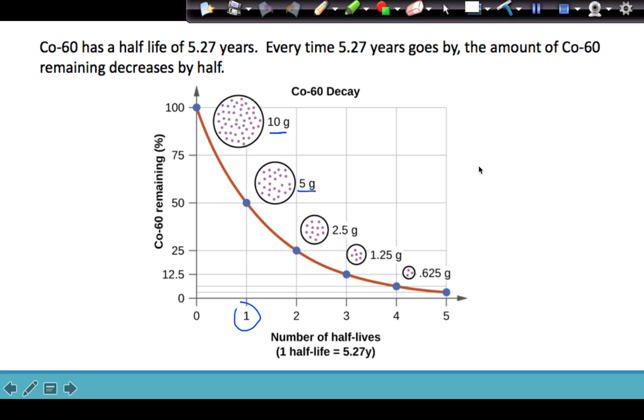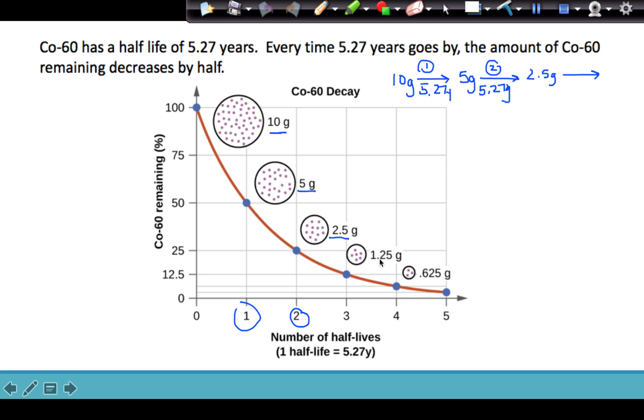That means that the other 5 grams have turned into nickel 60 and beta particles. Then after the second half-life goes by, another 5.27 years, it goes down to 2.5 grams. The way that I write this is I say, okay, we started at 10 grams, one half-life goes by, 5.27 years. After one half-life, we have 5 grams. After 2 half-lives, another 5.27 years, now we have 2.5 grams left.